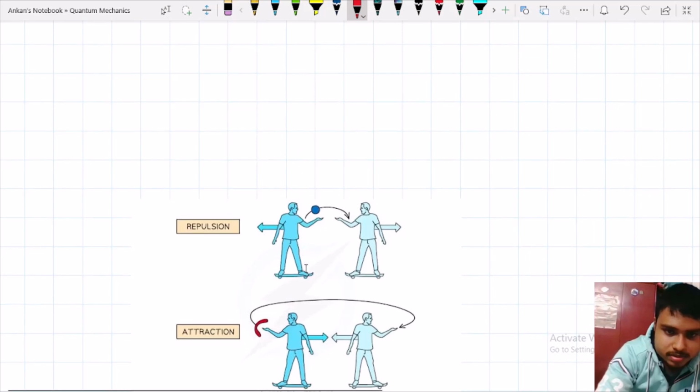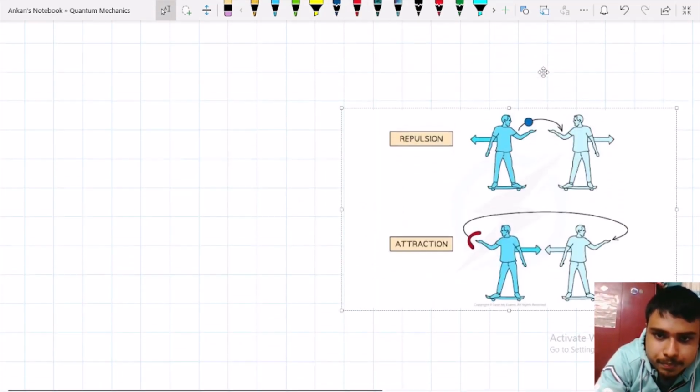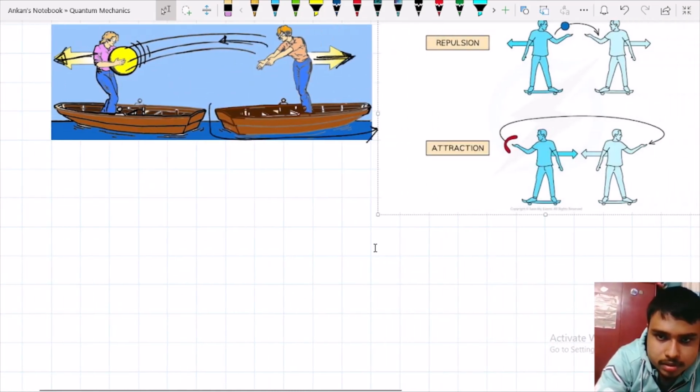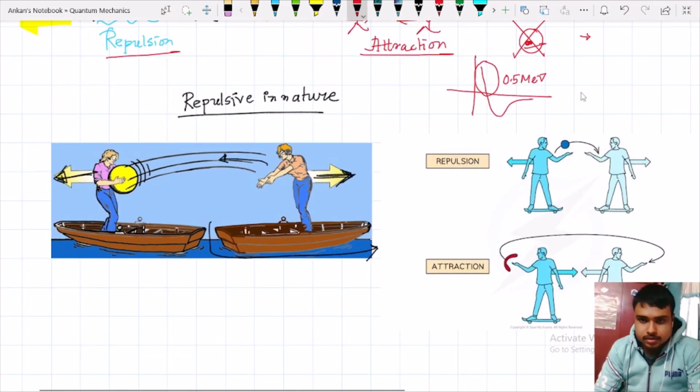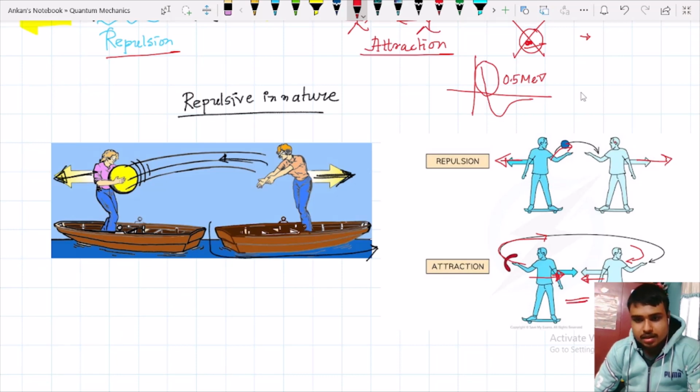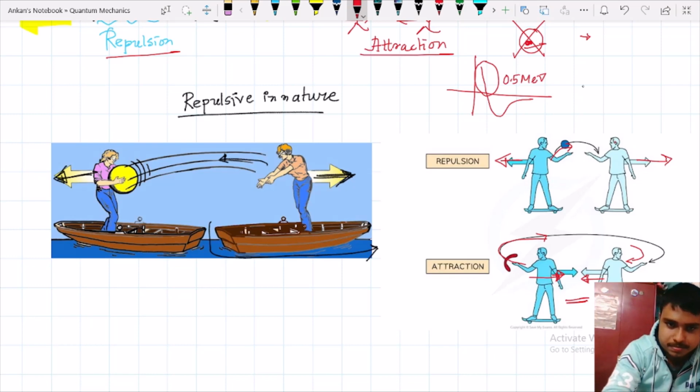Now this picture is also illustrated here in detail. What is shown here: when the person throws the ball this way, he will experience the net change in momentum here, and the person who receives will experience the net change in momentum here. But when he throws this boomerang, he will shift here, and the person who receives will experience the momentum here. So the net change in momentum will be along this, and this gives rise to the attraction. Okay, so this is a very interesting and simple model regarding the nature of the nuclear force.